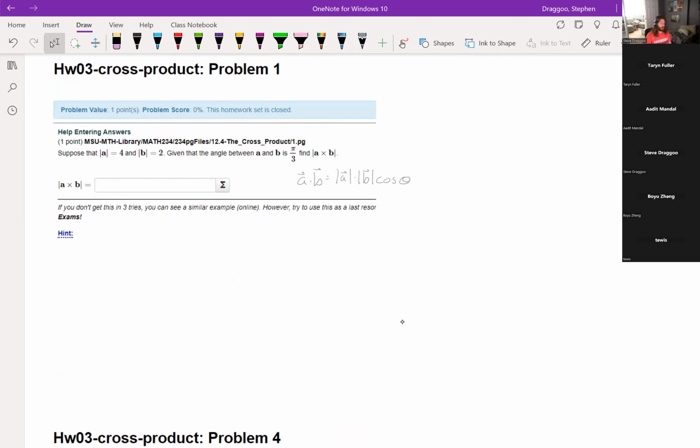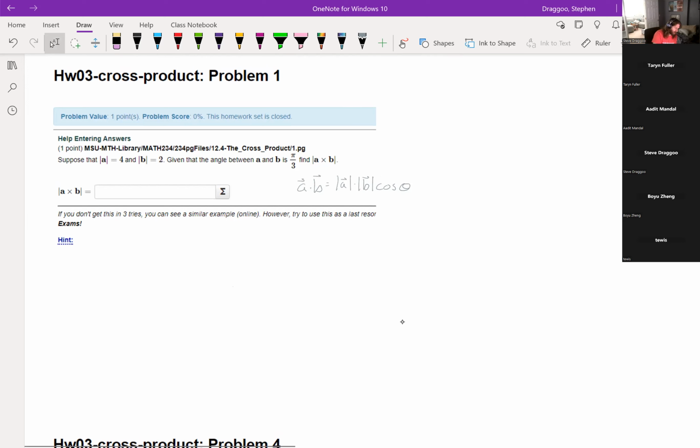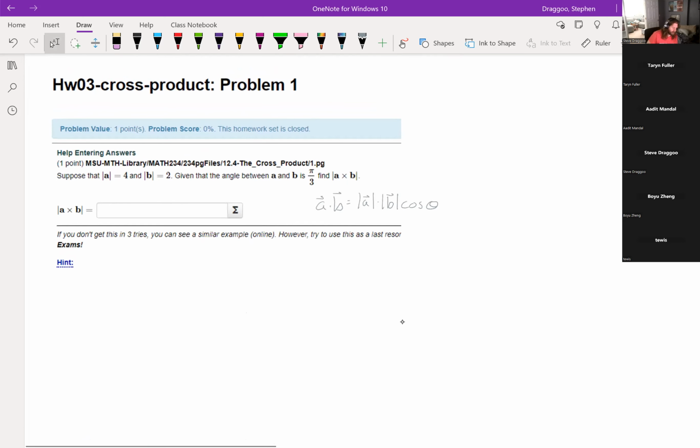Right, next up, what are we after? Suppose the magnitude of A is 4 and the magnitude of B is 2, and the angle between A and B is pi/3. Find the value, magnitude of A cross B. So we're calculating a magnitude here, meaning that our solution should be just a scalar value, so just a number.